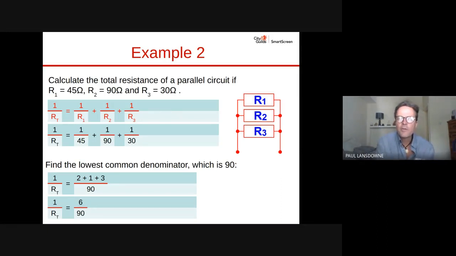So if you have 3 resistors in parallel, or 4 resistors in parallel, but all the resistors are the same size, you literally divide the size of one of those resistors by the amount of resistors. So if it was 4, if it was 5, as long as they're all the same size, it is really quite easy to work out. You just divide it by the amount of resistors you have in parallel.